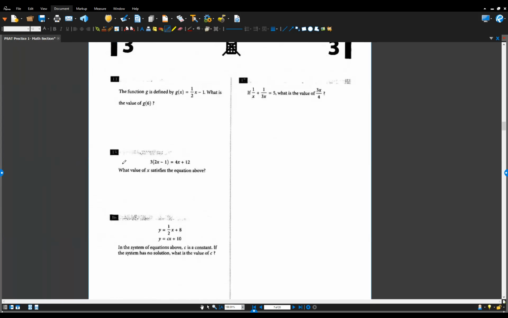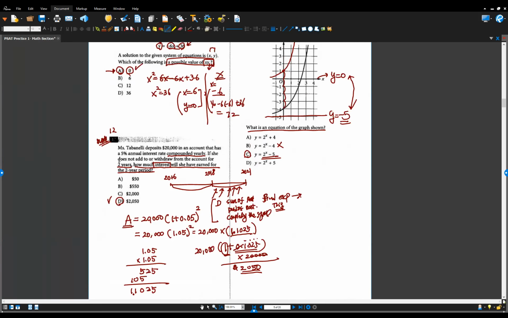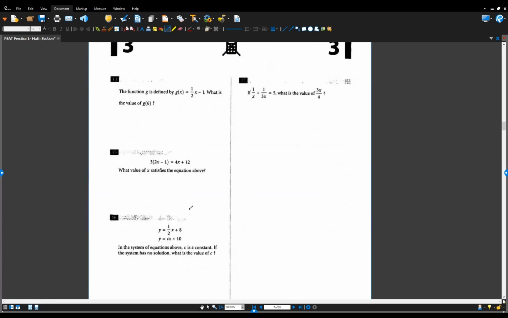All right, try number 14. g of x equals 1/2 x minus 1. What is the value of g of 6? Give me the answer. Would it be 2? Yep, 2 is the answer.